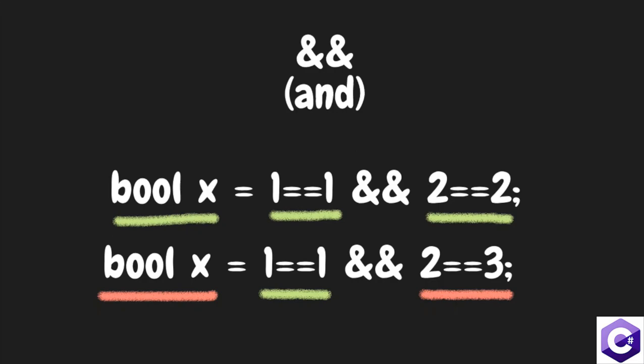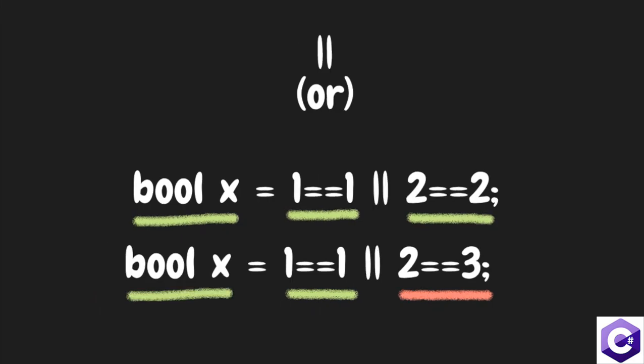So for example, if we say 1 equals 1 and 2 equals 2, then this will return true because both statements are true. But what happens if we say 1 equals 1 and 2 equals 3? Well, we know that 1 equals 1 will return true, but 2 equals 3 will return false. And because we are using the AND operator, this entire statement will be equal to false because both statements aren't true.